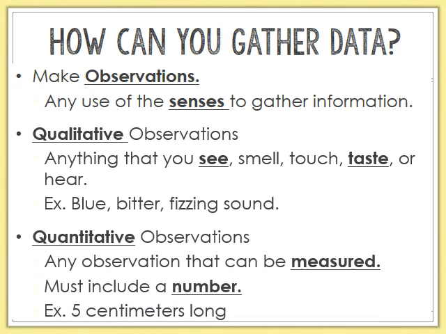Next, you have quantitative observations. Quantity, numbers. So any observation that you can actually measure is a quantitative observation. And that is going to be a number, and then generally you're going to have a unit somewhere. So we have to know what you're measuring it by. So 5 centimeters long is a quantitative observation.